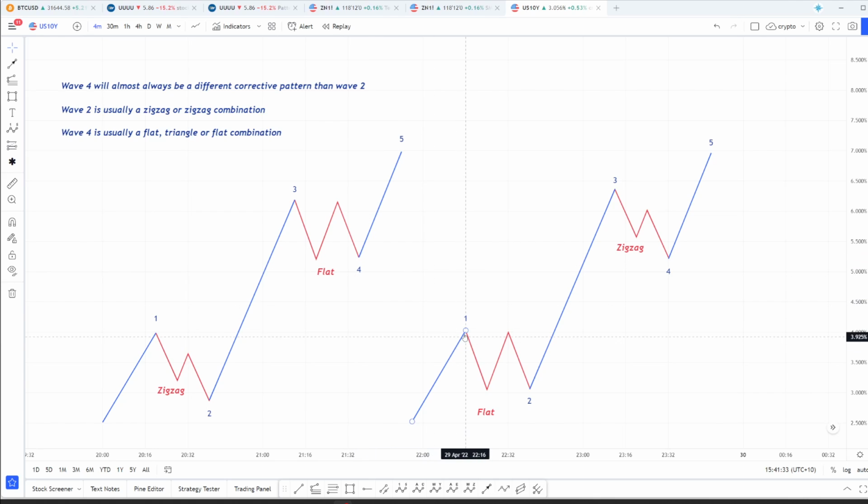That doesn't mean that we can't have a flat in wave 2 and a zigzag in wave 4. It just means that it's less likely, and the guideline suggests that we alternate forms. While we could have a zigzag and another zigzag, it's less likely. If we get a zigzag in wave 2, we are expecting a flat or a triangle in wave 4. And the reverse is true. If we get a flat in wave 2, we're looking for a sharp zigzag, potentially in wave 4.